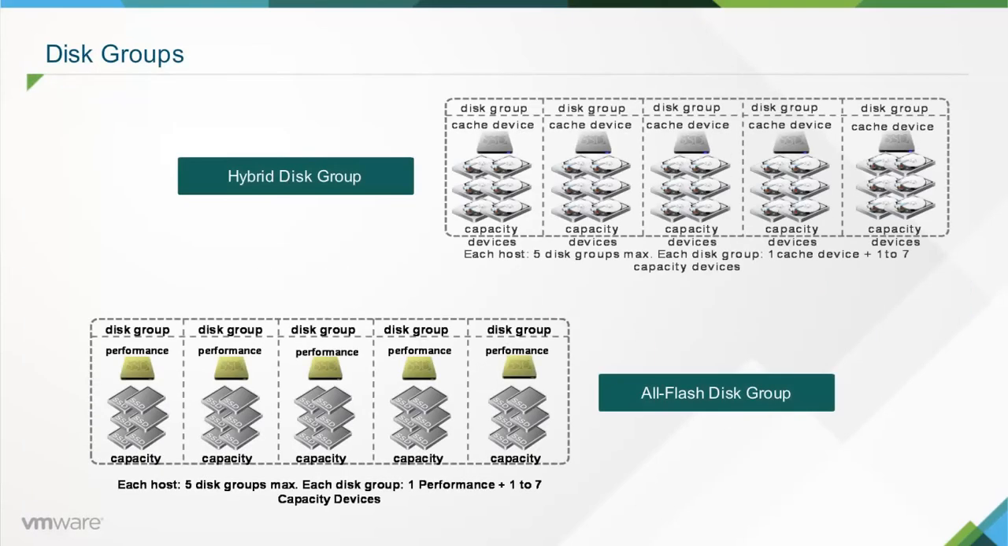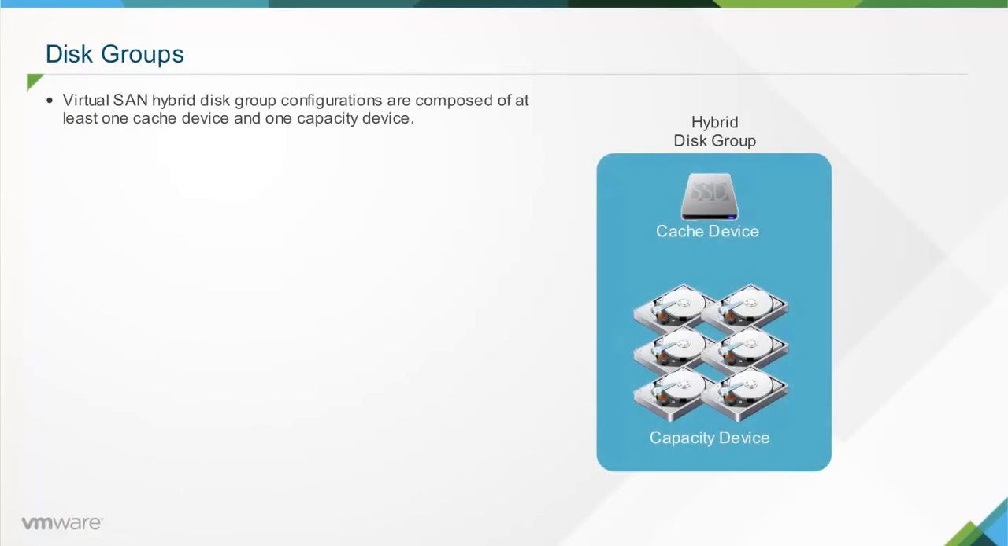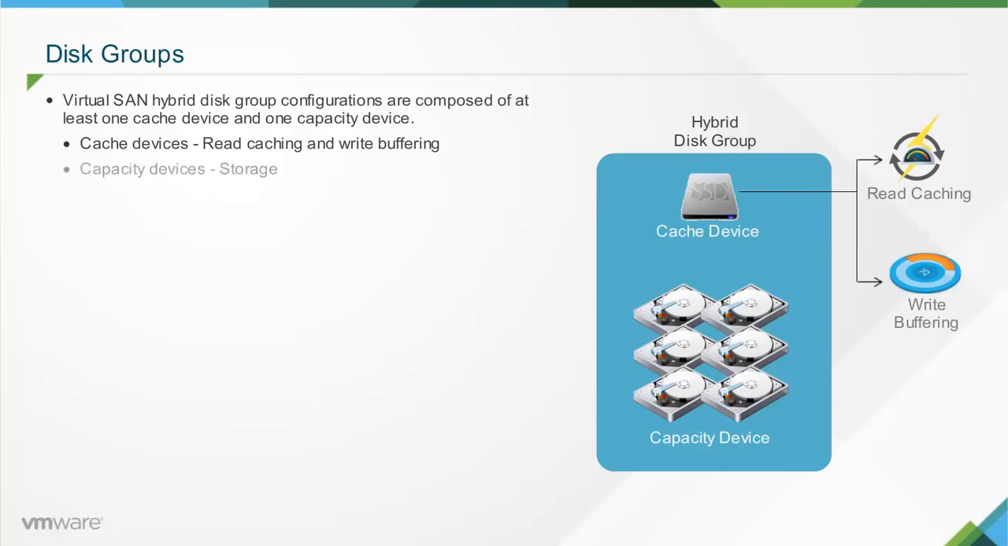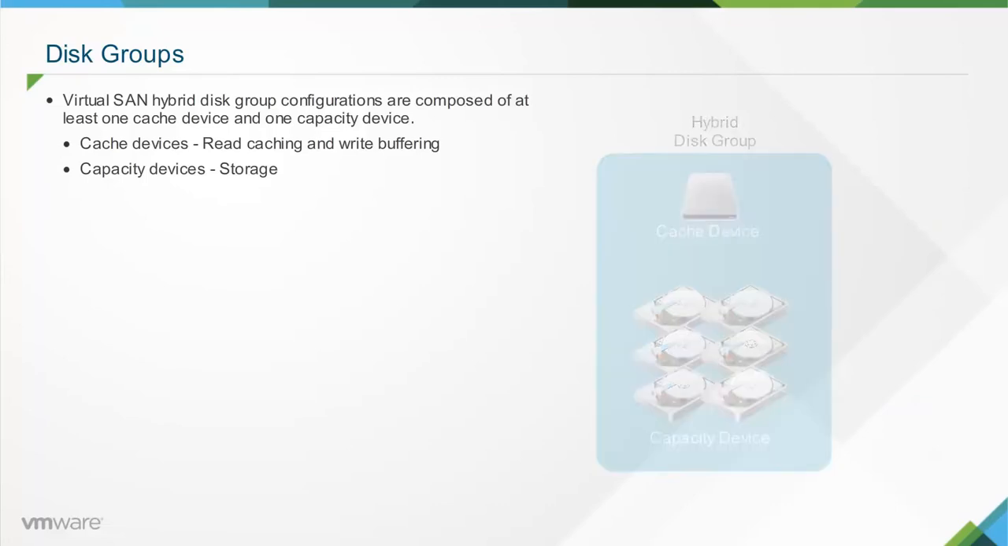Disk groups are vSAN management constructs that are composed of cache and capacity devices. vSAN hybrid disk group configurations are composed of at least one cache device, such as PCIe, and one capacity device, such as HDD. The cache devices are used for read caching and write buffering, while the capacity devices are used for storage capacity. In the hybrid architecture, disk groups cannot be created without a cache device.